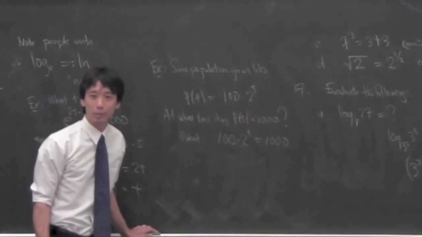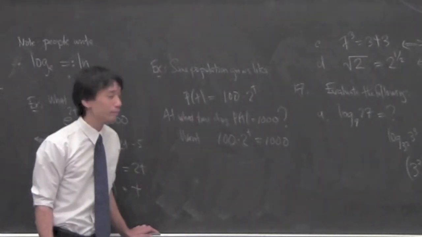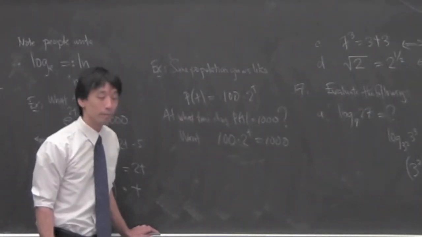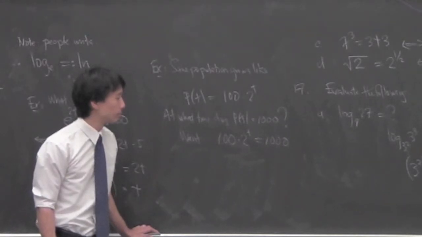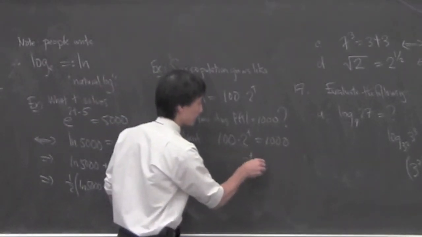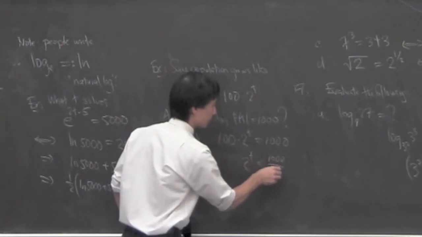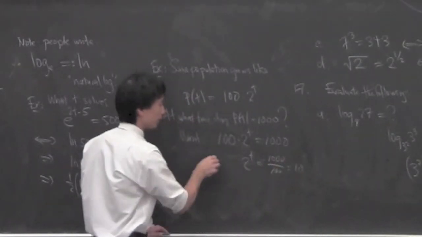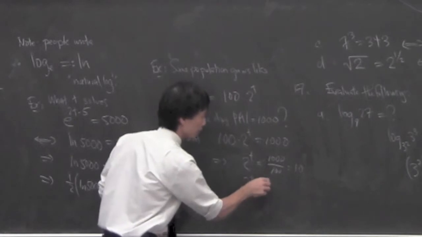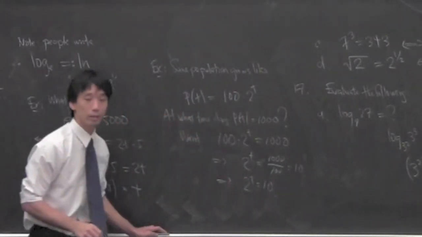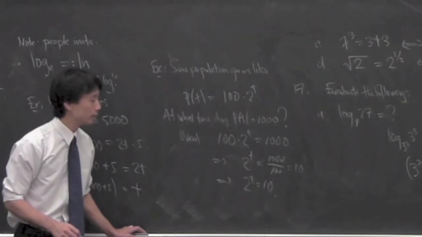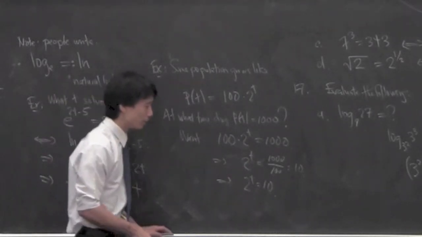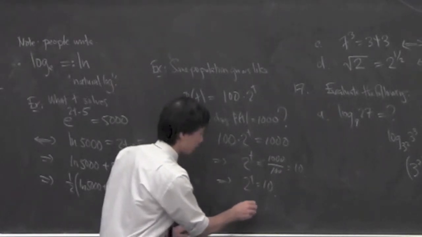Have you had this before? Maybe you can tell me this, Kelly. If you first divide by 100 to isolate the 2 to the t. Yeah. Okay, so then you do 1,000 divided by 100 equals 2 to the t. So 10 is my division. So 2 to the t equals 10. Exactly. So let's translate.